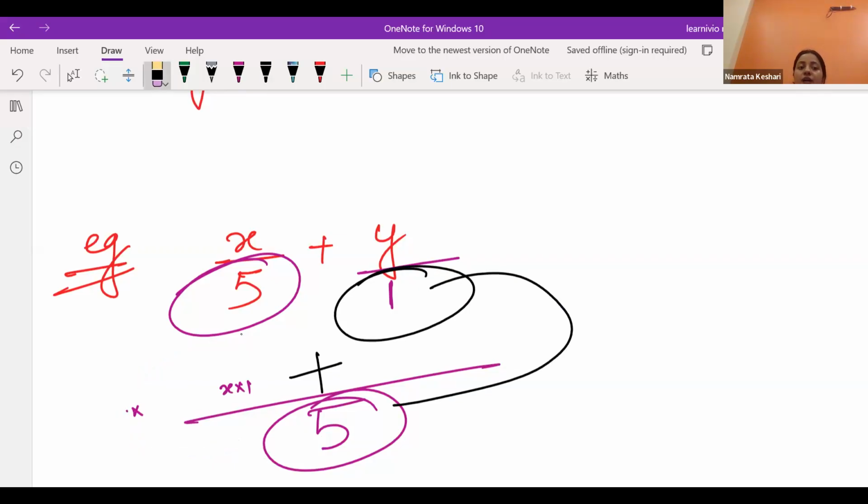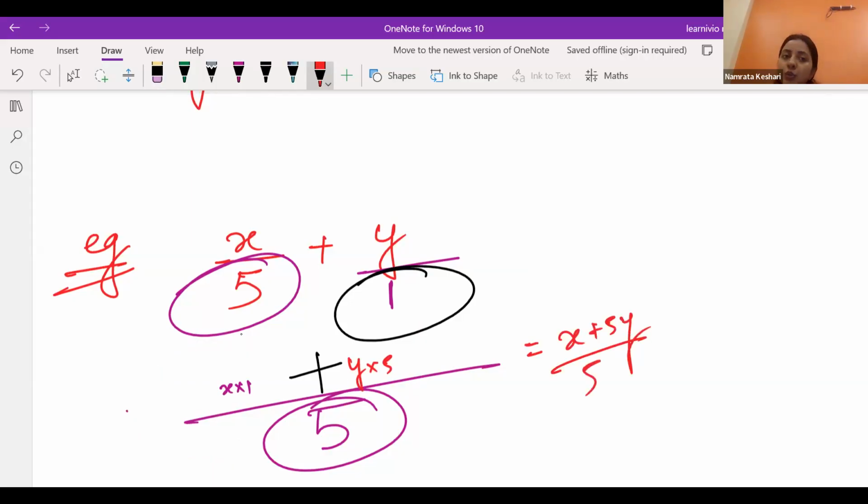Right. Next denominator is 1 and it became 5. So 1 multiplied with 5. So the same 5 you need to multiply in the numerator as well. That means you will multiply y into 5 over here. And what you will have? x plus 5y by 5, right? If you are thinking this one, you already know why I'm showing it to you again. Then let's do a few different types of questions.